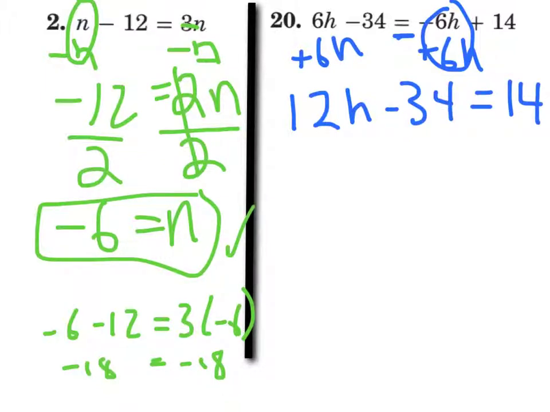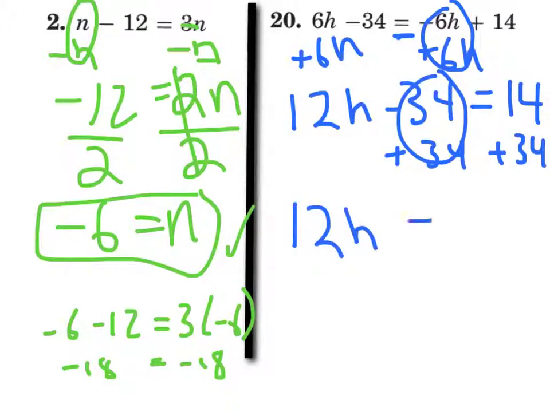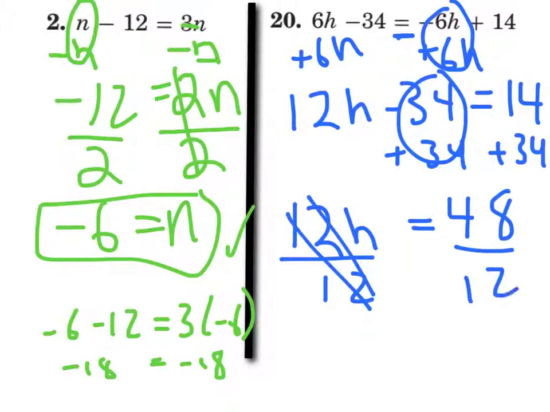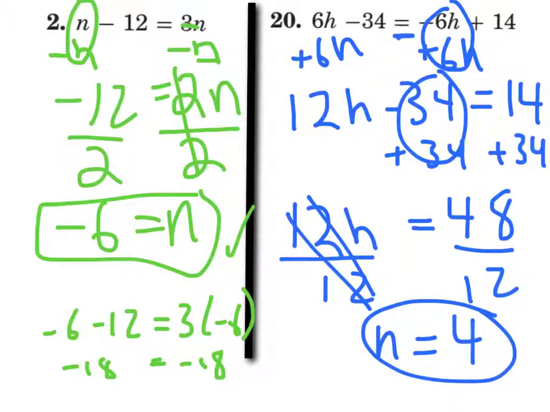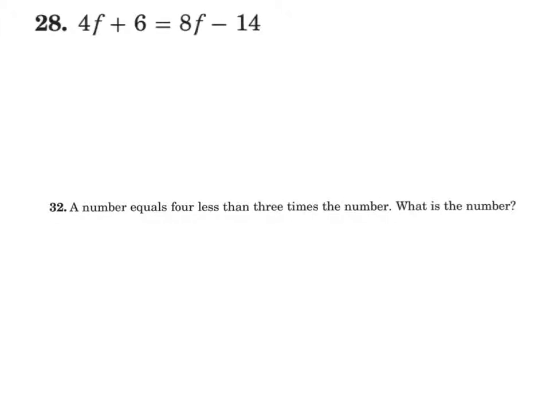Alright, so now this is just like a two-step equation. Add 34 to both sides. This turns into a 0. I get 12h equals 48. Divide both sides by 12. And I get h equals 4. Okay, next problems.